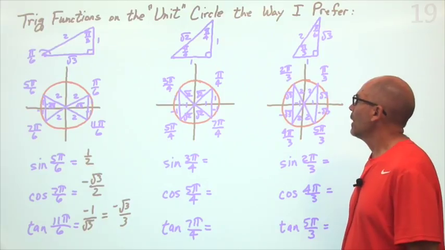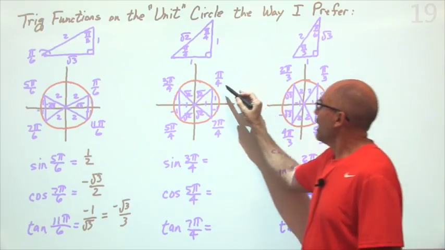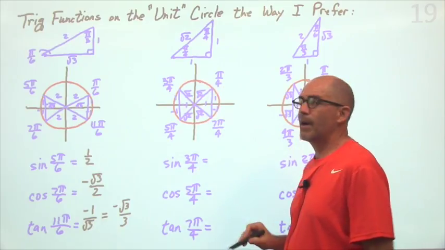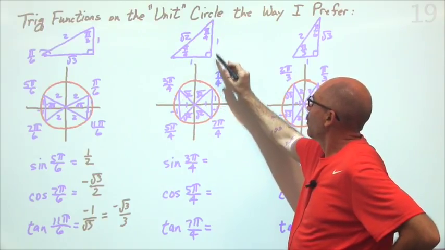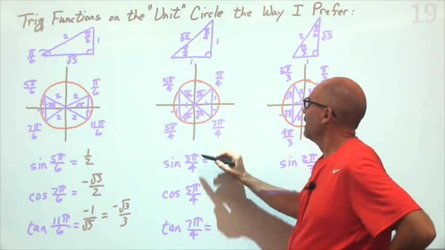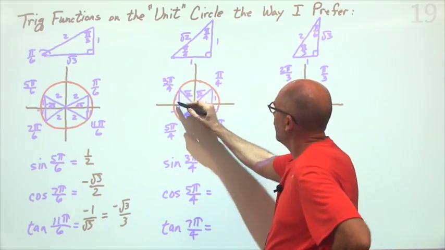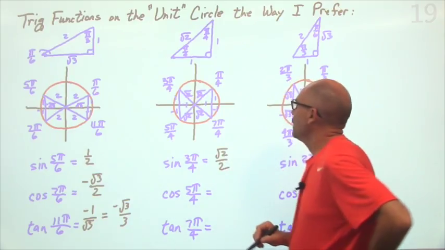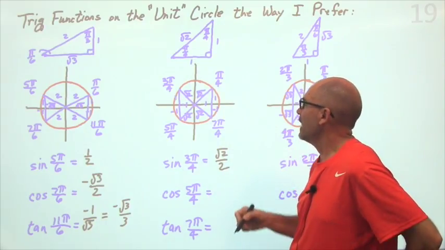Okay, now, what about the 45-degree triangles? Well, here we have our pi/4, 3 pi/4, 5 pi/4, 7 pi/4. Those are your pi/4 triangles. And remember, we're making each leg 1, and the hypotenuse is the square root of 2. So what's the sine of 3 pi over 4? Well, it's opposite over hypotenuse. So 1 over the square root of 2, which makes square root of 2 over 2. Now, is that positive or negative? It's positive because it's up, and sine is positive up.